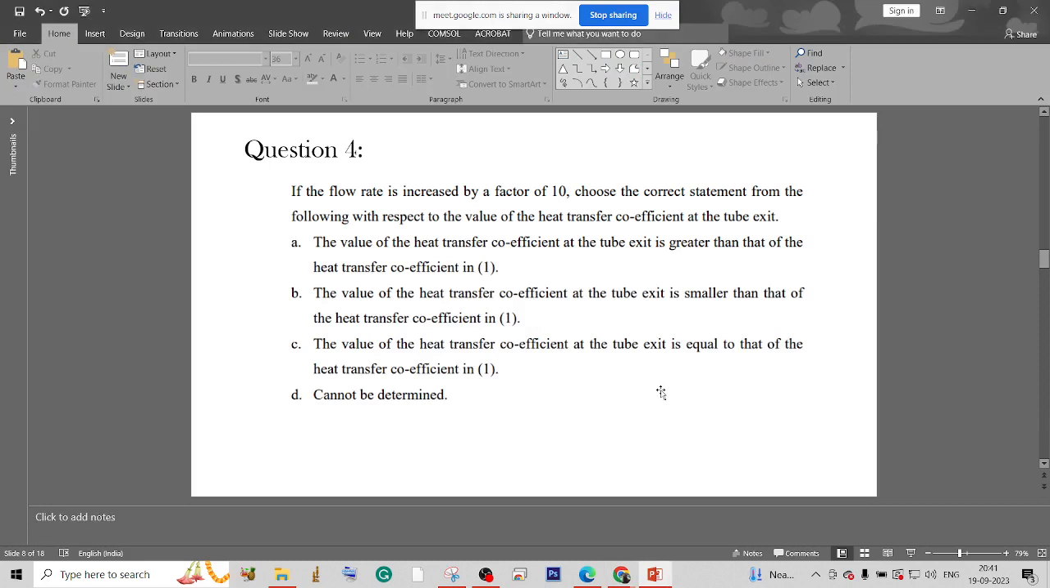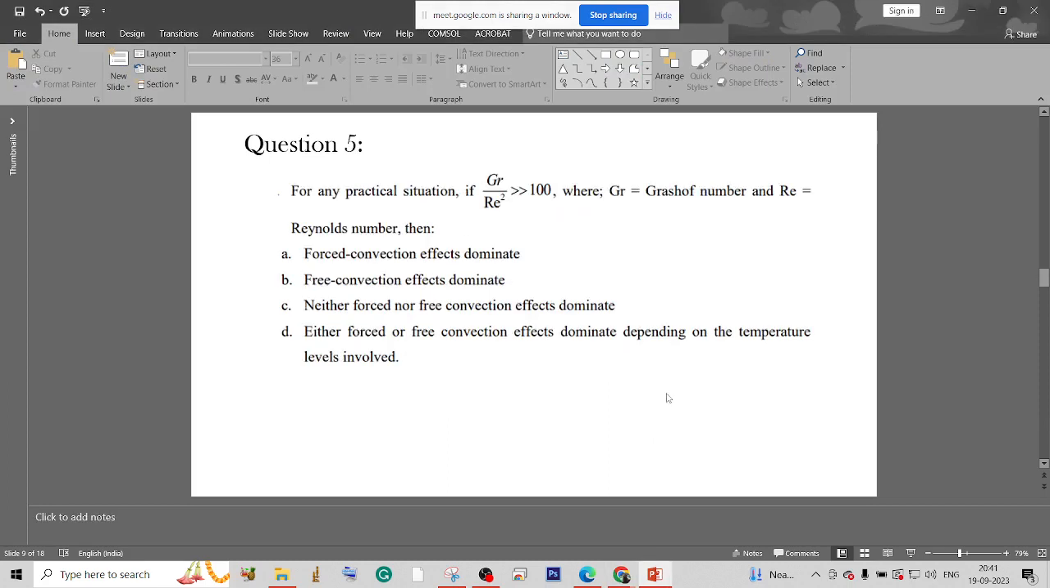This linked question has ended. Now we'll go to question number 5. For any practical situation, if Grashof number upon Reynolds number square is far greater than 100, then which of the following is true?